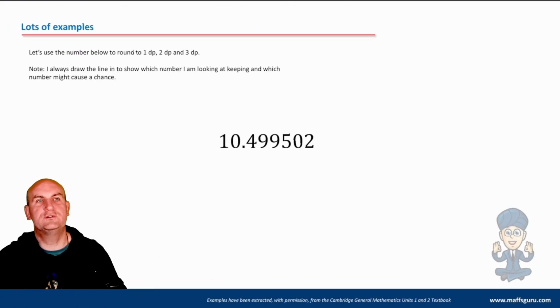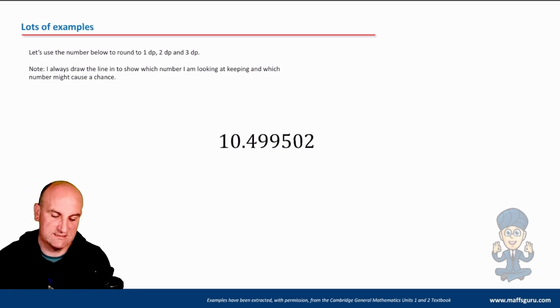Again, practice, practice, practice. Let's use the number below to round to 1 decimal place, 2 decimal places, and 3 decimal places. All right, again, I'm just going to keep doing this so that you can see what happens. 1 decimal place. Where's my decimal point? It's here. Where is my first number after the decimal? It's there. So I'm going to draw a dotted line after the 4 and before the 9. Okay, now why do I do this? Just so I can work out, does that 9 change the 4? Yes, it does. Why? Because it's greater than 5. That 9 there is greater than 5, so the 4 changes.